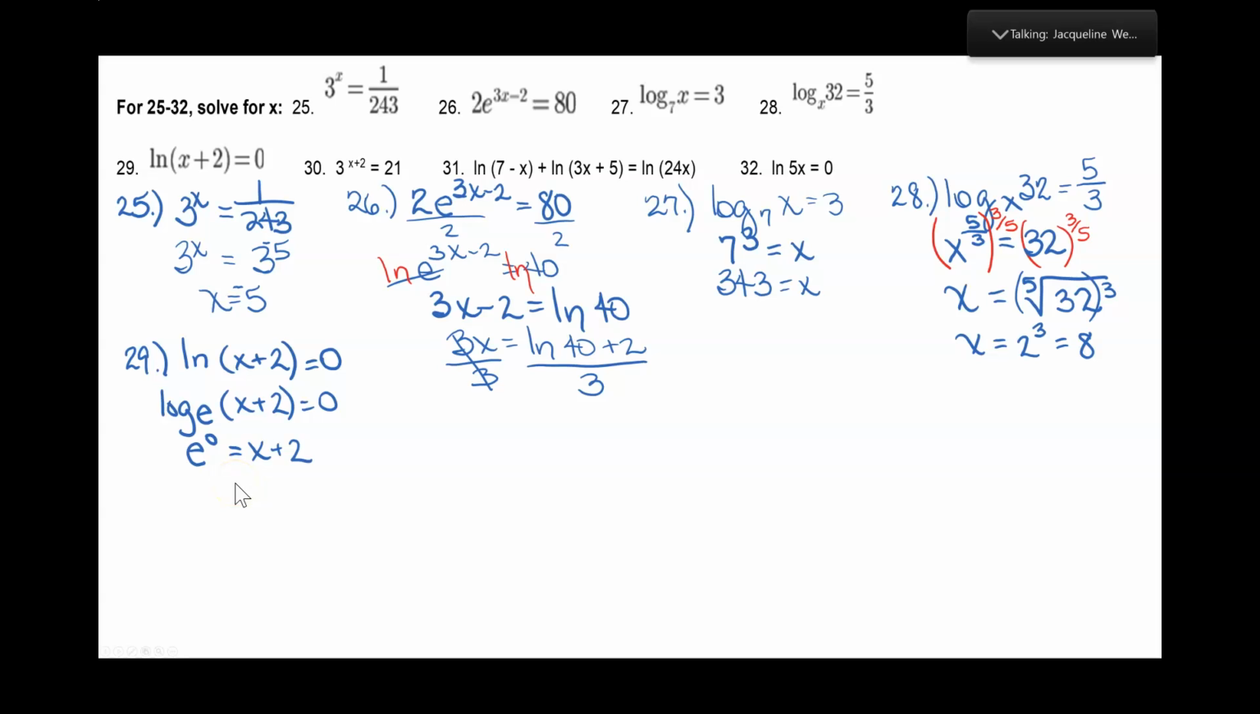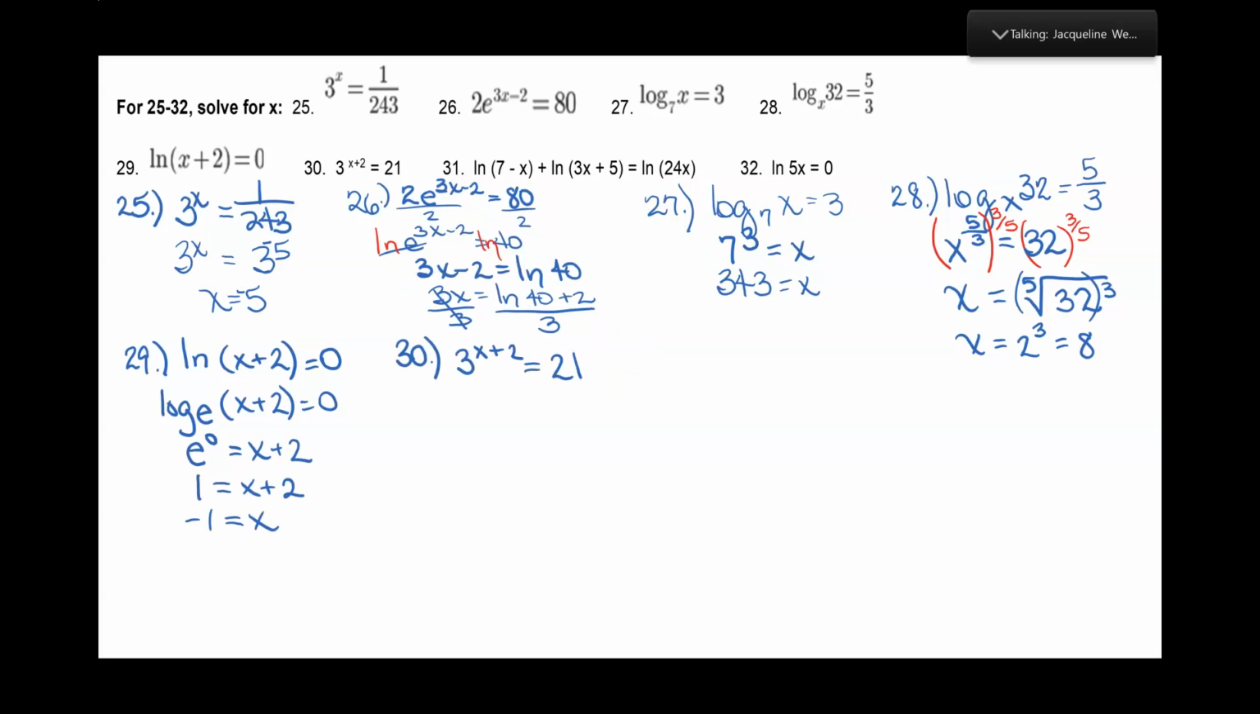All right, what's e to the 0? What's anything to the 0 other than 0? 1. So we're going to get 1 is equal to x plus 2. And subtract 2 from both sides. And we get negative 1.